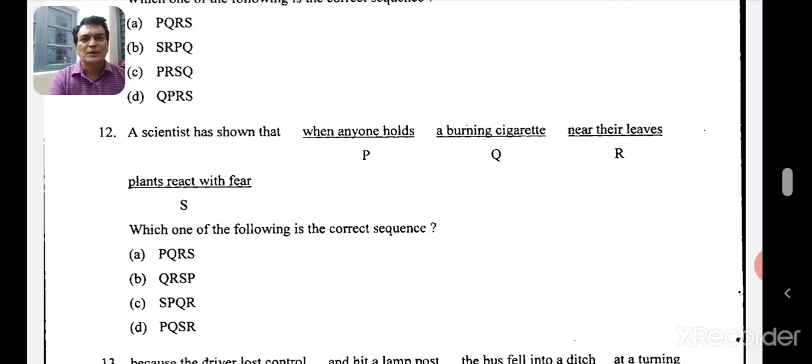So that is right. See here, in the case of both these, probably you must have come to know, you have to think about what? You have to think about the subject. Plants react with fear when anyone holds a burning cigarette near their lips. So you can just try with any, like you try with a burning cigarette, but a burning cigarette near their lips. Plants react with fear. So when you think about that, then a scientist has shown that plants react with fear. So what they have shown? They have shown that plants react with fear. So that will be the appropriate one. So let's go to the next one.